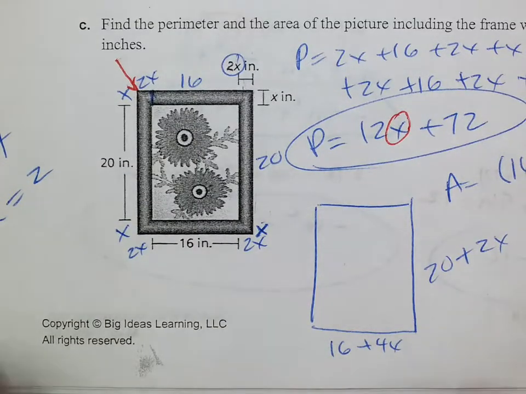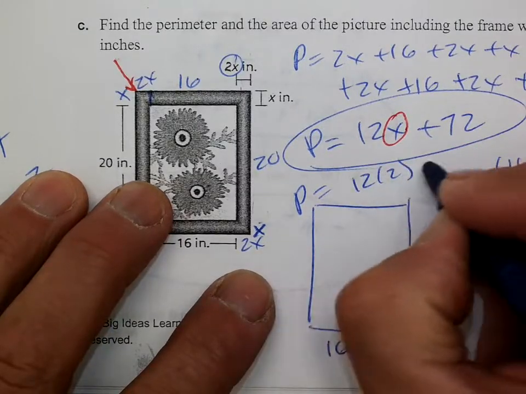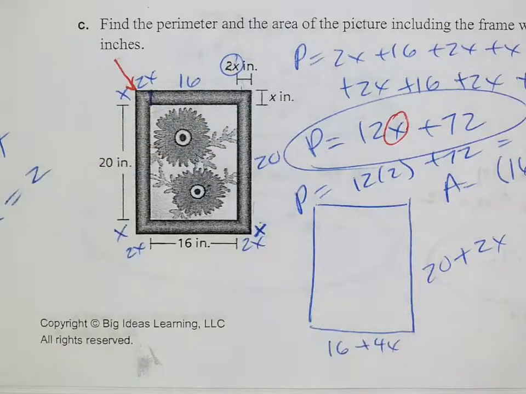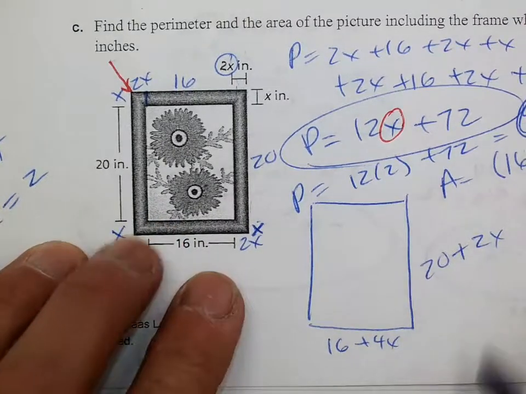So the perimeter would be 12 times 2 plus 72, right? Which is 24 plus 72. What is it, Caleb? Is it 96? Okay, 96. And that'd be inches.